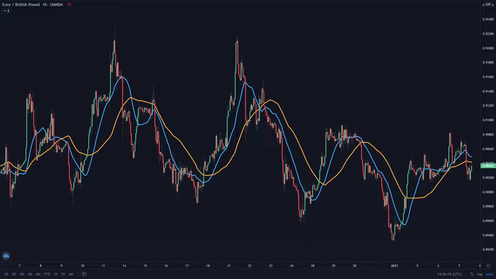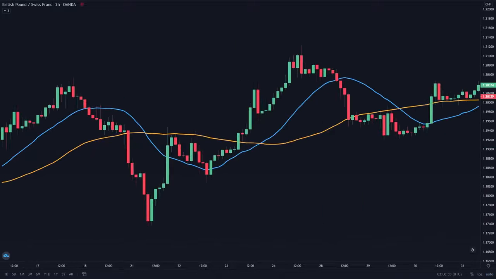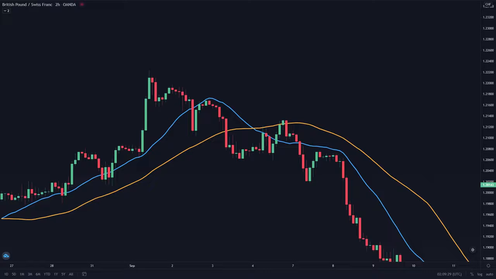So once you identified the right market, it's time to trade the crossover. For your entry signal, if the 20 MA crosses above the 50 MA, you take a buy position. And if the 20 MA crosses below the 50 MA, you take a sell position.